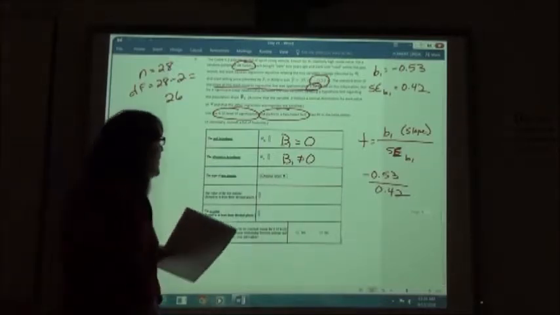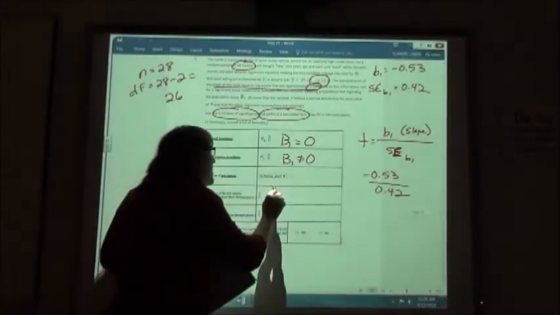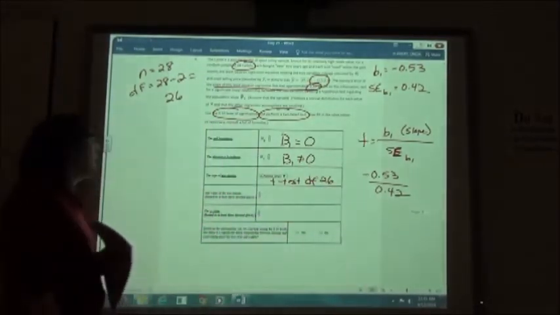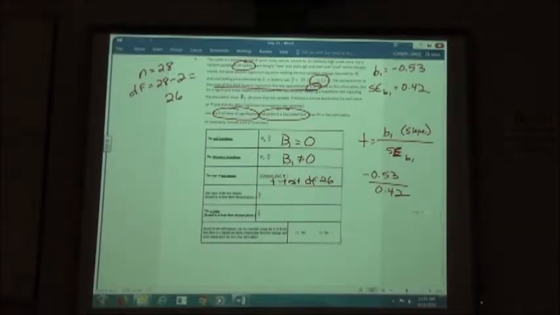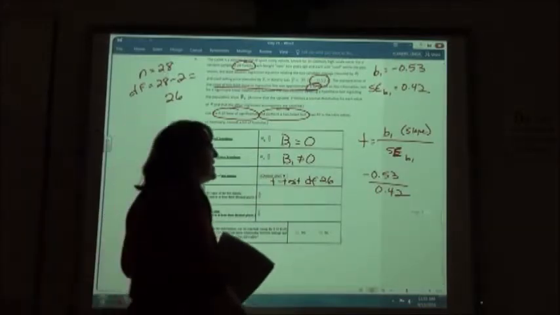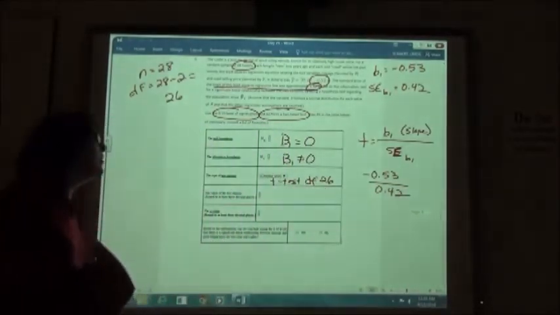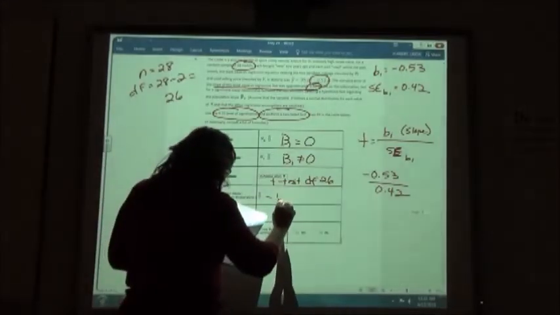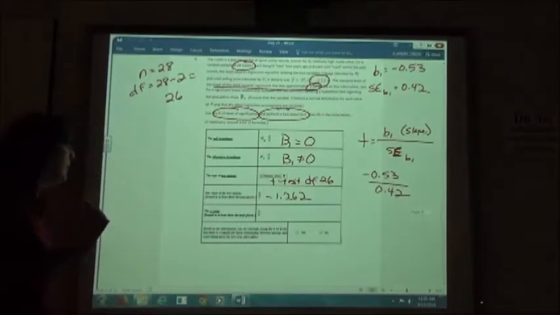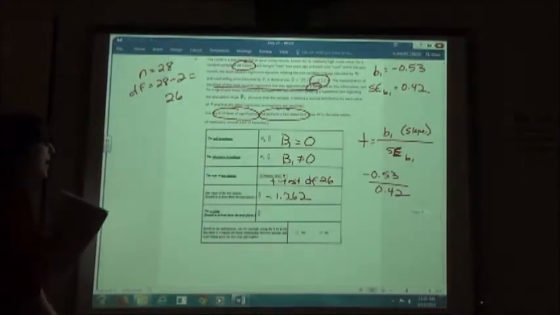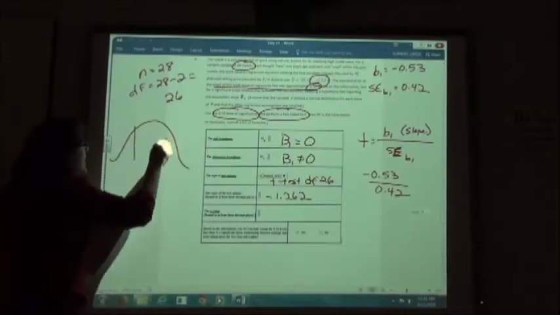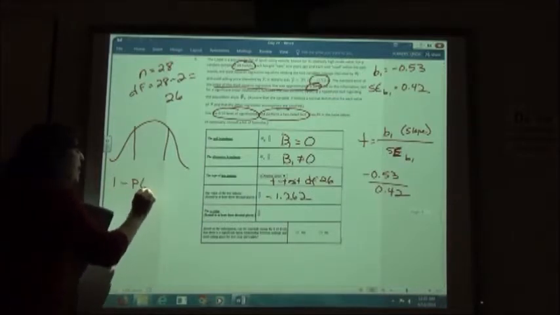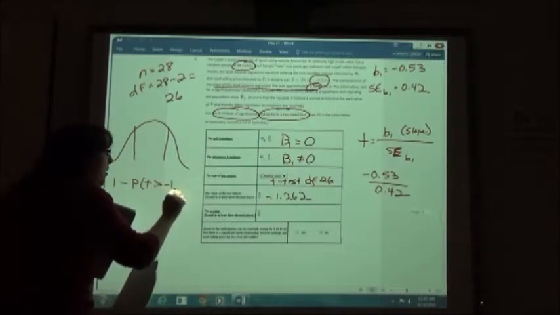And so, since I'm doing my type of test, I better fill in my type of test. We know that we're doing the t-test. We already figured out our degrees of freedom was 26, so I better fill in that blank. T-test, degrees of freedom of 26. Value of our test statistic. Hopefully by now you've got that calculated out. Negative 0.53 divided by positive 0.42 is negative 1.262. So, again, we have to remember that we're doing a two-tailed test. If this one is negative, we either have to do 1 minus the P of T is greater than negative 1.262.